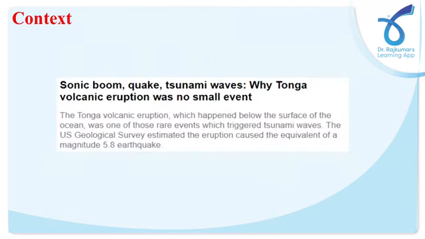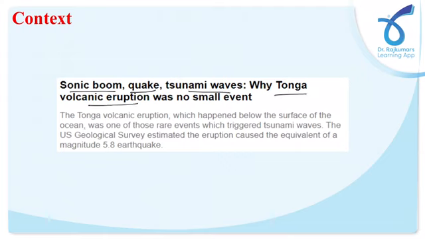Today we are going to see about the Tonga volcanic eruption. So what was the context of the Tonga volcanic eruption? The news was of a sonic boom, earthquake, and tsunami waves that were triggered due to the Tonga volcanic eruption.